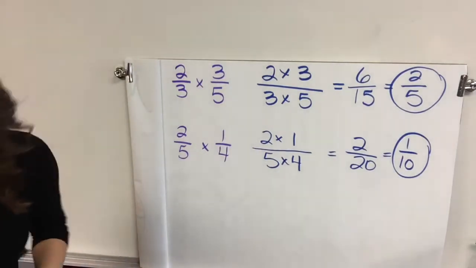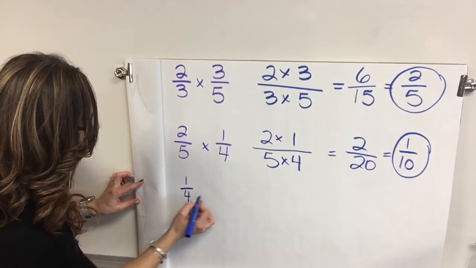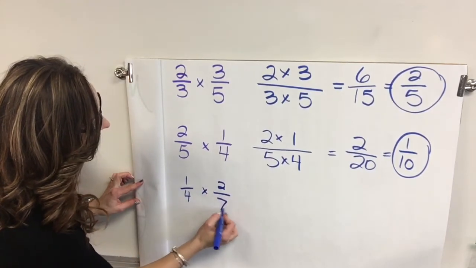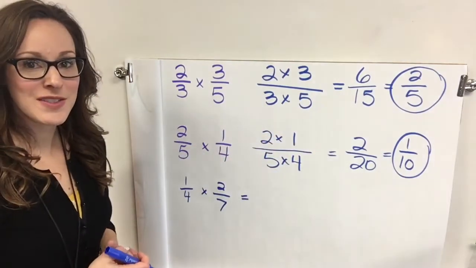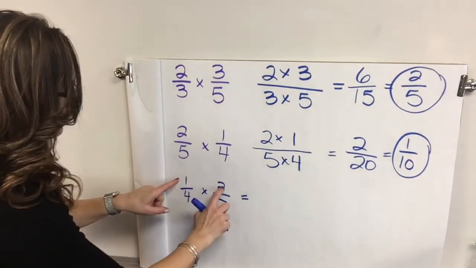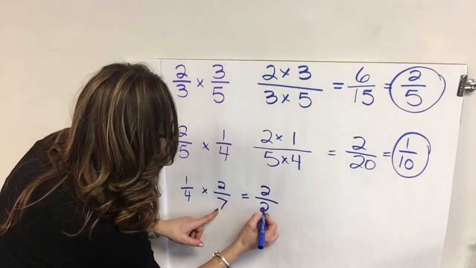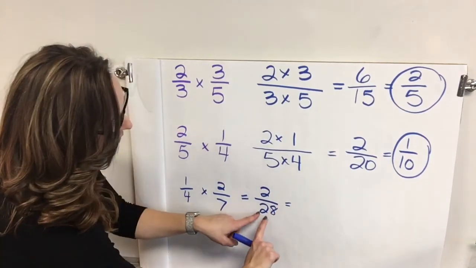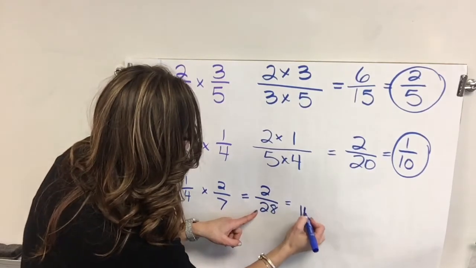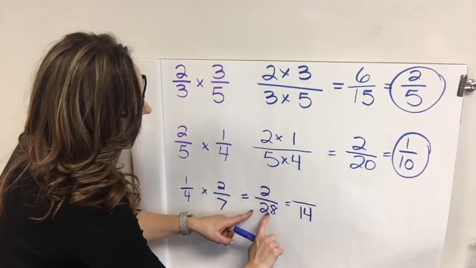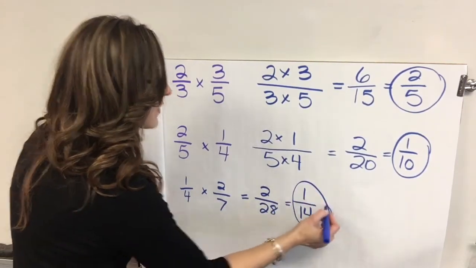I'm going to do one more for you. I'll do 1/4 times 2/7. And this time I'm going to skip this middle step, because if you feel comfortable skipping that middle step, you can go ahead and do that. So 1 times 2 is 2, and 4 times 7 is 28. And I know that 28 is divisible by 2. In fact, 2 goes into 28 14 times. So 2 divided by 2 is 1, and 28 divided by 2 is 14. So my answer here is 1/14.